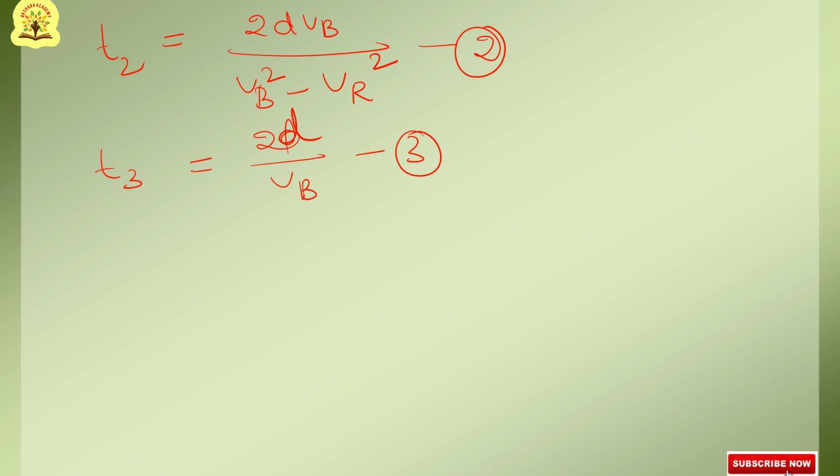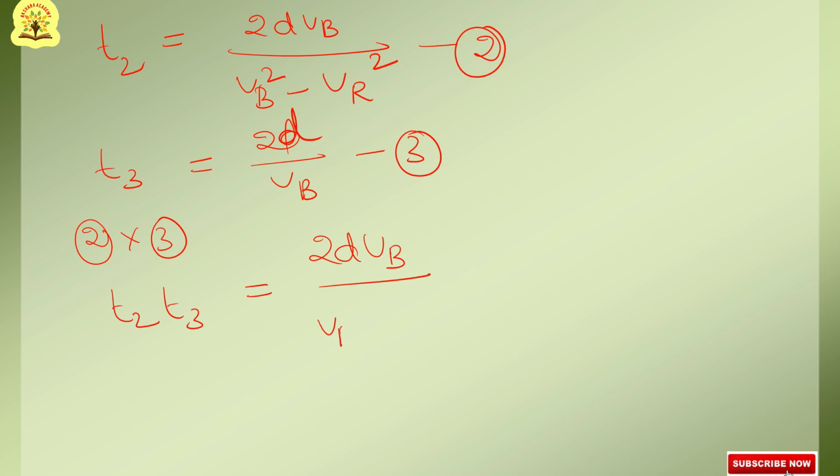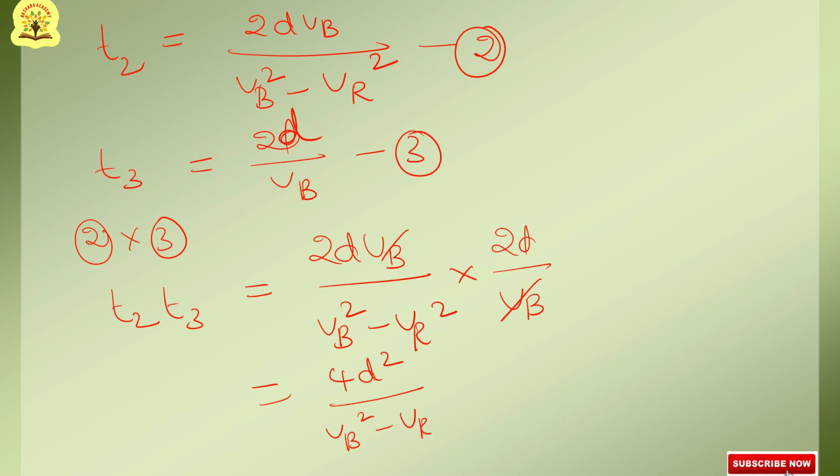Okay. Now multiplying the second and third equation, we get T2 into T3 is equal to T2, nothing but 2d Vb by Vb square minus Vr square, into T3, nothing but 2d by Vb. Vb gets cancelled. So 2d into 2d, 2 twos are 4, d into d is d square, 4d square by Vb square minus Vr square.